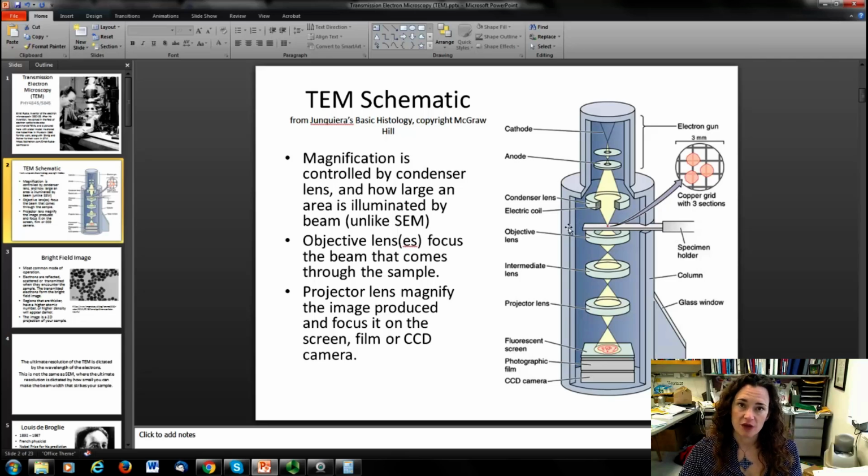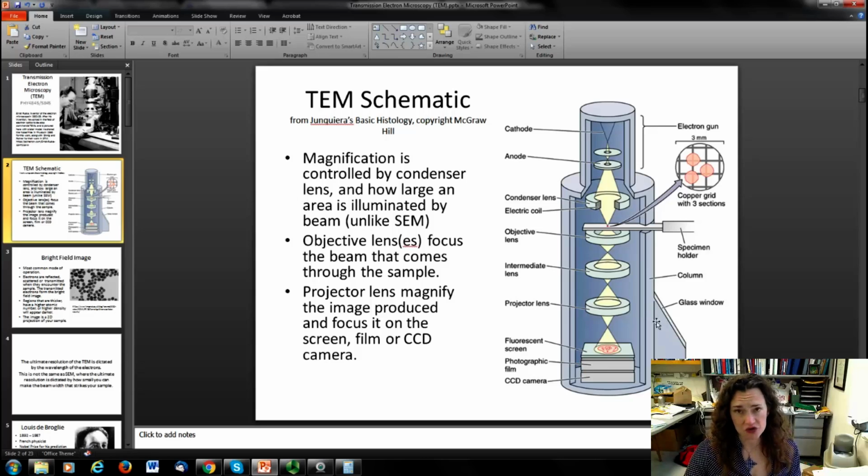Because the beam has to go through the sample, the samples have to be really thin, maybe 100 nanometers maximum thickness, okay? This means that sample preparation for transmission electron microscopes is usually a lot more intense than it is for scanning electron microscopes, okay?